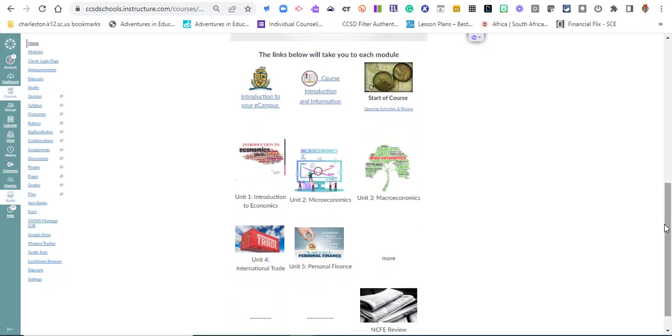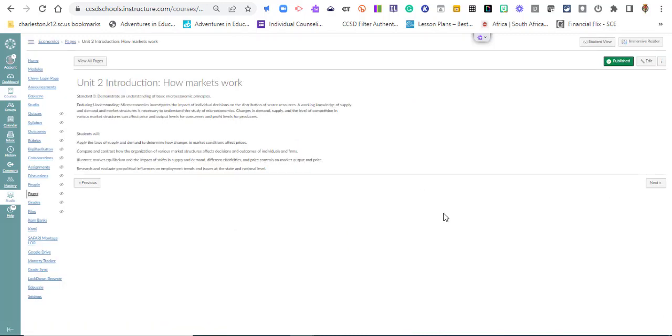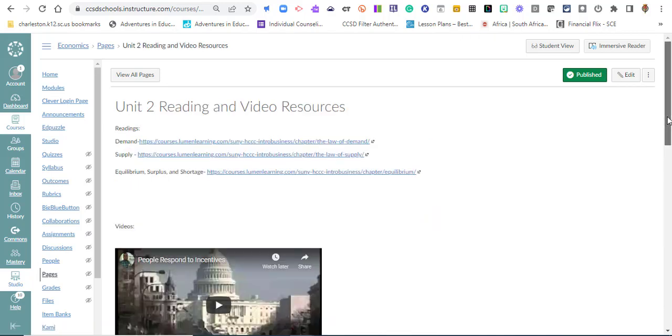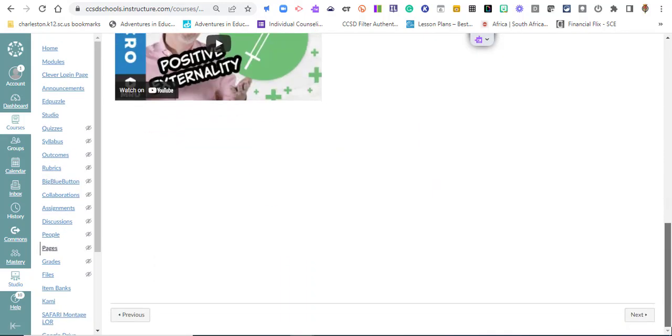The unit I focused on here was our Unit 2, Microeconomics. So if we go there, this is our first page. I'm zoomed in. So all my units start with our basic standards, etc. Nothing's changed here. Our video resources and reading resources. These are supplementary materials for our students.